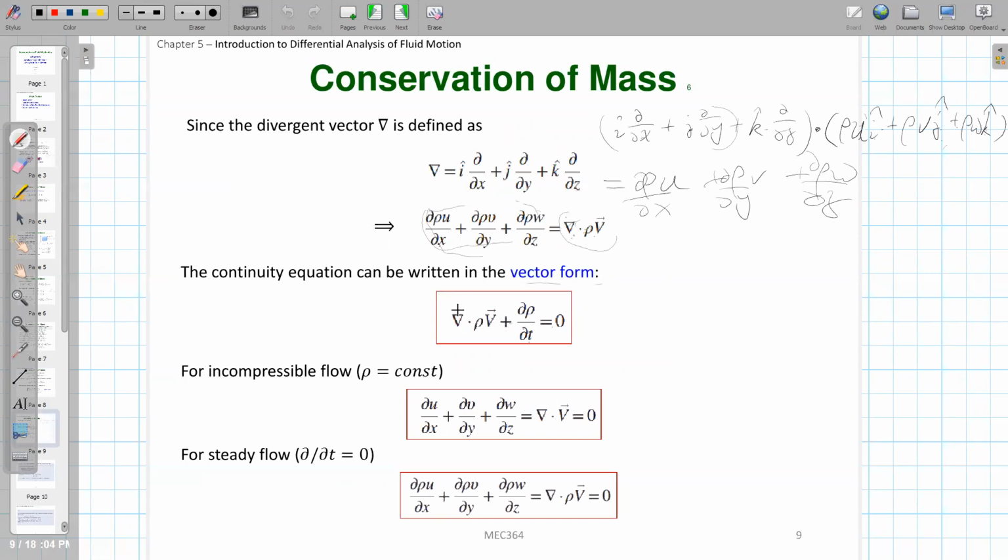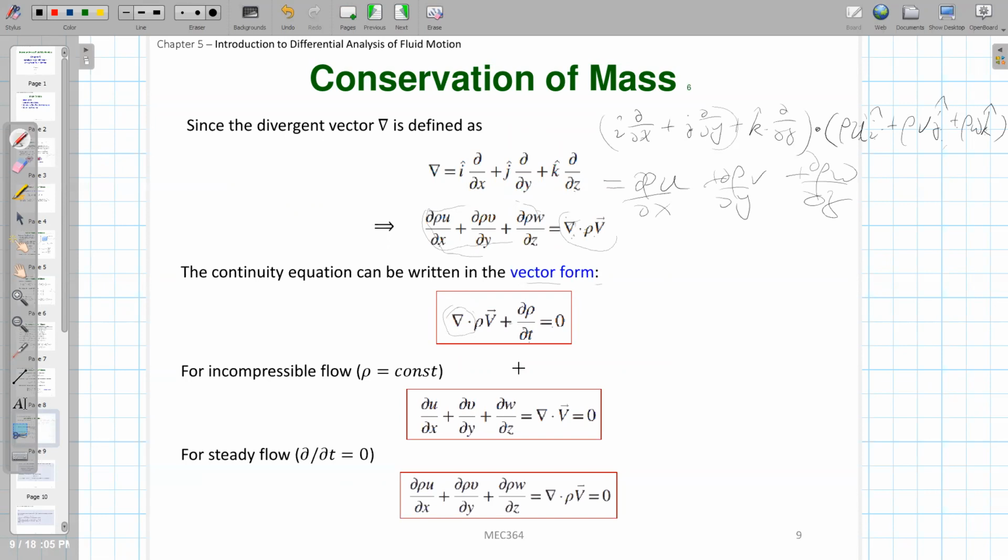It's just like if it's a rectangular coordinate, this operator is defined this way. But if you use cylindrical coordinates, you will have a different representation of this operator. We will talk about that later.